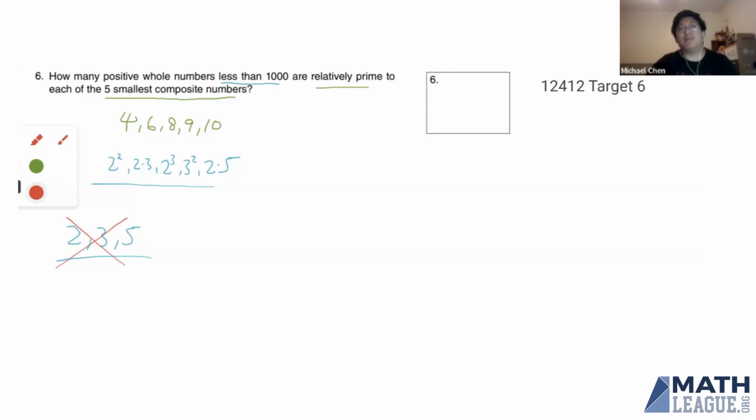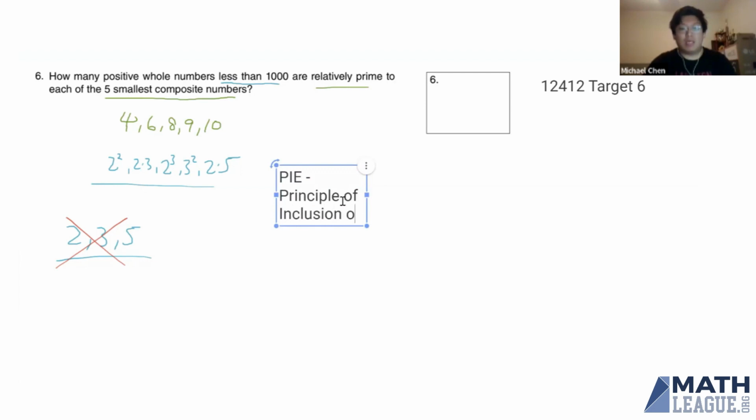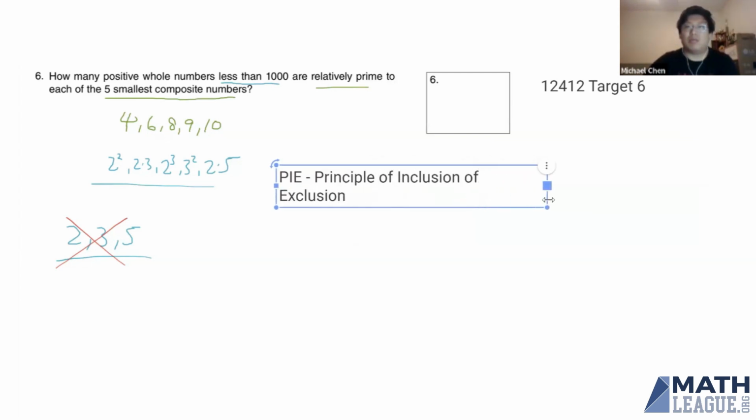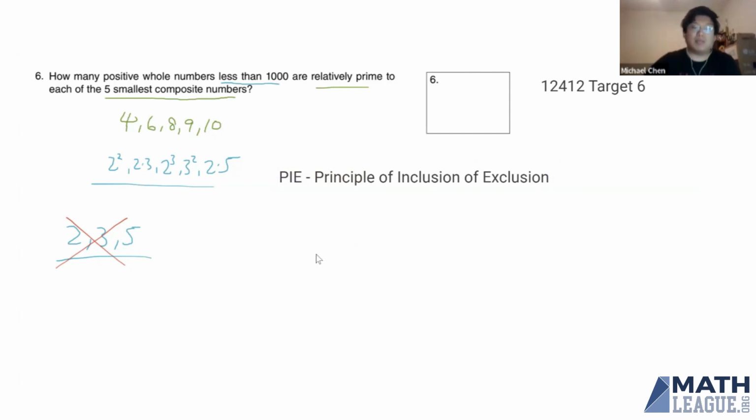Now, how do we do that? We can use a nice tool called PIE, or the principle of inclusion and exclusion. Now, what is that? Well, it's basically a fancy way to say we're going to start with our total, subtract out all of the numbers that don't work, and add back some numbers that do work, and so on and so forth. So how do we do that? Well, let's take a look.